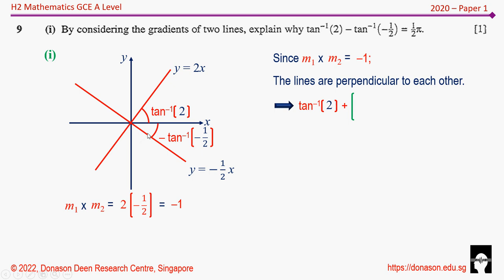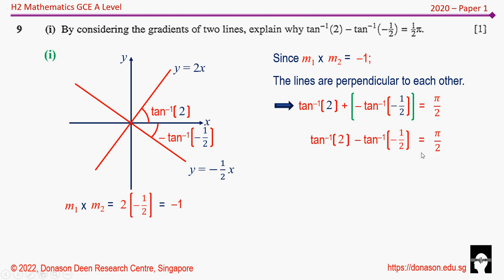So if these two lines are perpendicular to each other, if I add this angle and this angle together, it should add up to 90 degrees, isn't it? So arctangent of 2, I'm going to add to this particular angle, which is negative arctangent of negative half, and that should be equal to 90 degrees or pi over 2 radians. Now I can open up the bracket. Arctangent 2 plus minus becomes minus. Arctangent 2 minus arctangent of negative half is equal to pi over 2 radians. So that's why we have shown this.